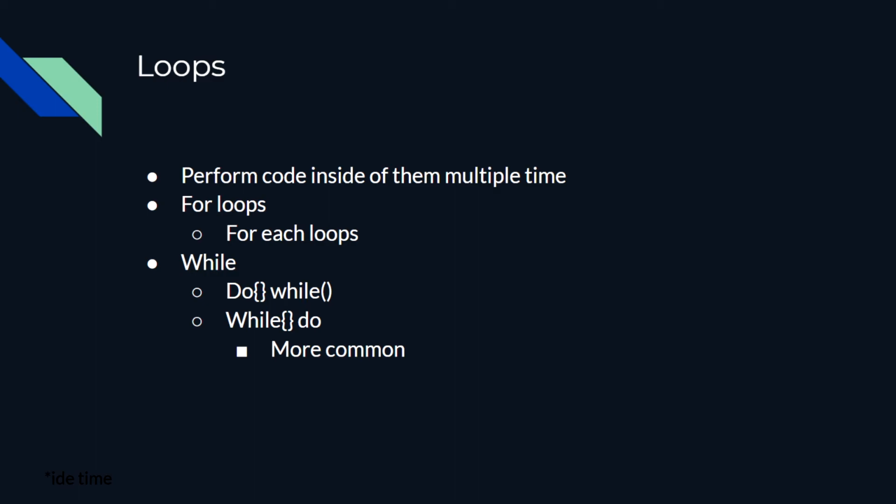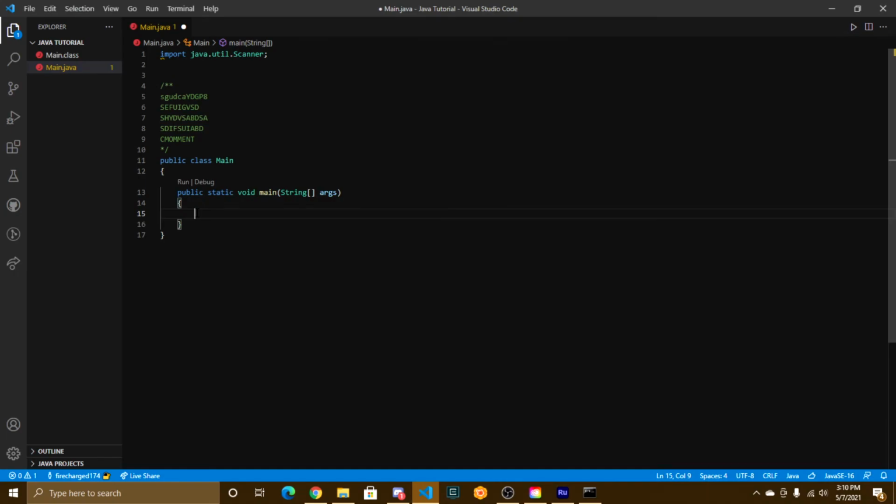So do while will execute everything in that loop at least once. And then it'll go to the bottom with the while condition. And it'll say, if this is true, go back to the top and repeat that code again. But if it's false, break out of the loop, continue with the rest of the code. So let's start with the do while loops.